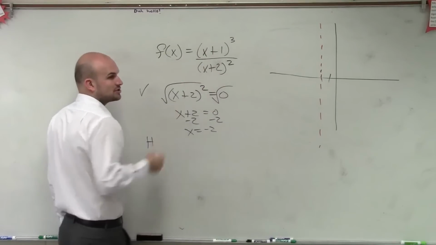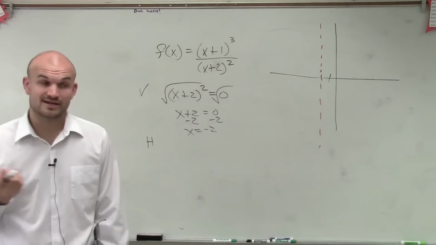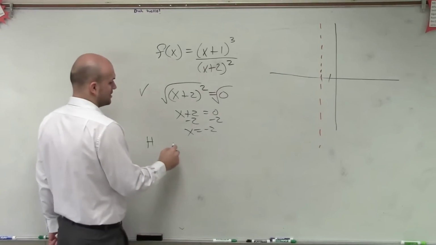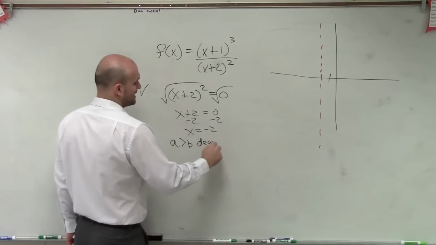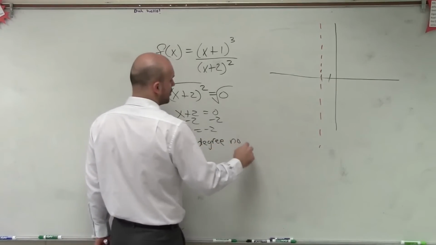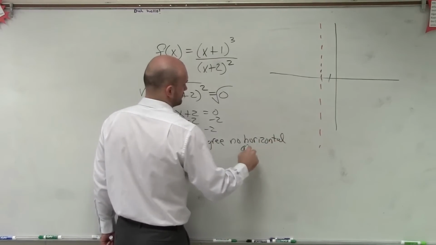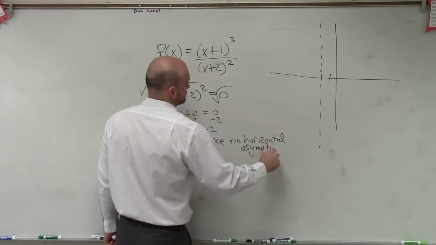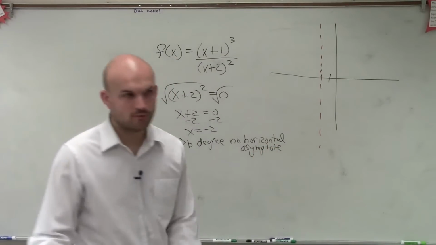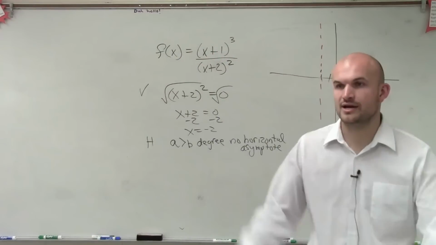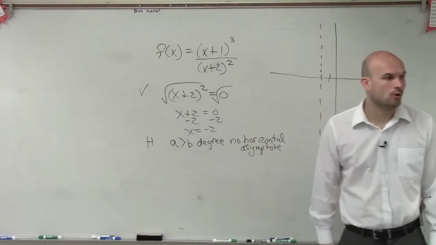Whenever your numerator is larger than your denominator, how many horizontal asymptotes do you have? 0. So you do not have a horizontal asymptote. We can say A is greater than B, which is your degree, so we have no horizontal asymptote. This will be important on your homework, so make sure you are writing those down. So we have a vertical asymptote at x equals -2, and we have no horizontal.